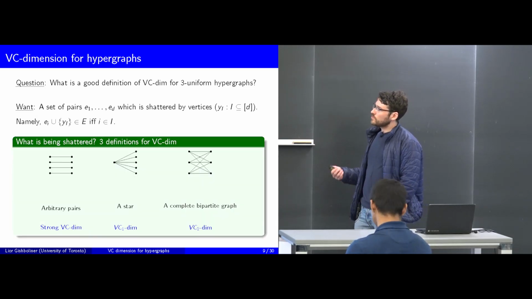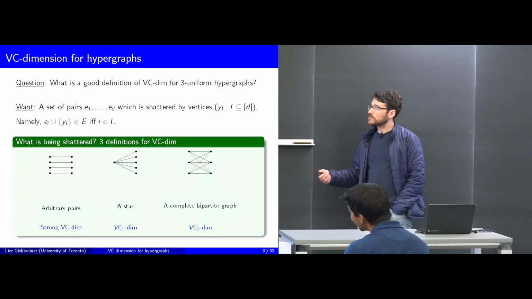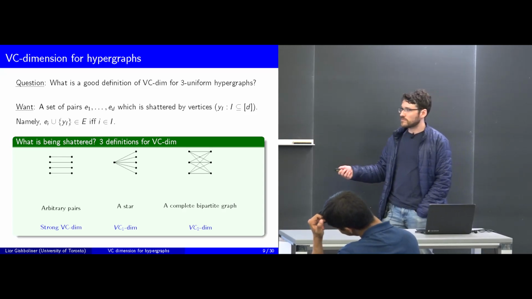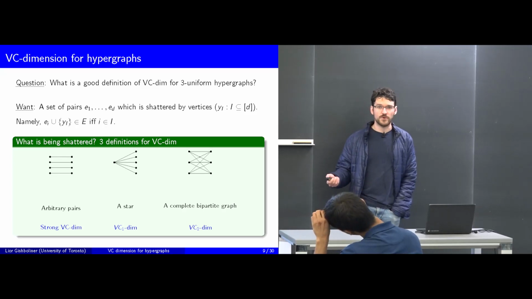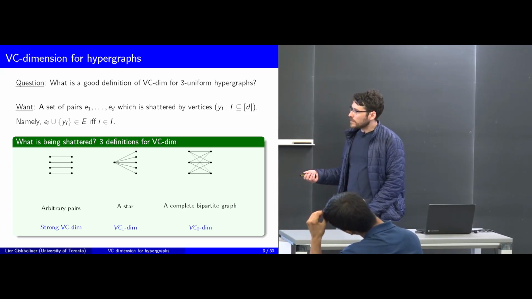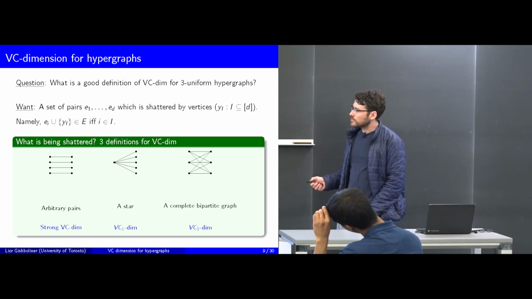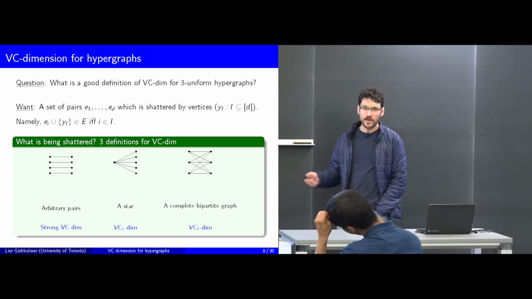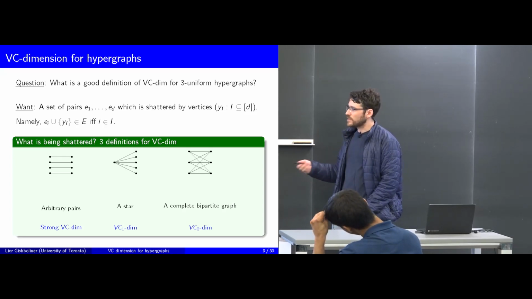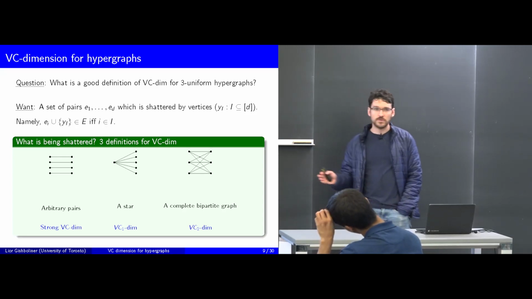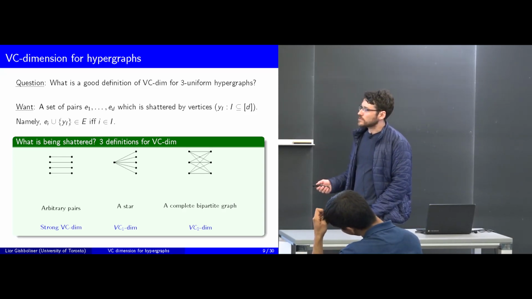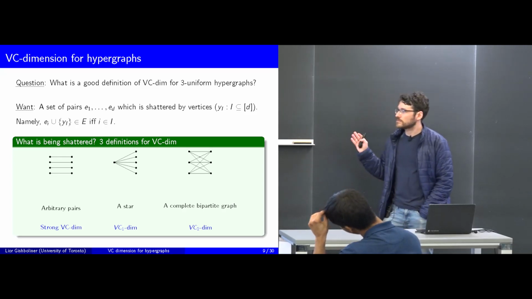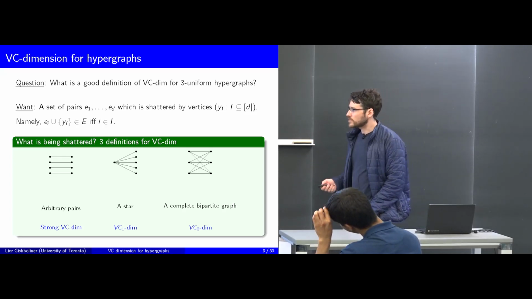Now the question is, what do we want to assume about this set of pairs? Now these are not vertices, they're pairs, so they can have some structure. We can ask what structure we want to have, and there are three versions that people studied. The first version is when I don't make any assumption. It can be arbitrary pairs, and I usually think of them as a matching, so disjoint pairs. Let me call this strong VC dimension. This is not a standard term, but I couldn't find a term for this, so let me call it this.